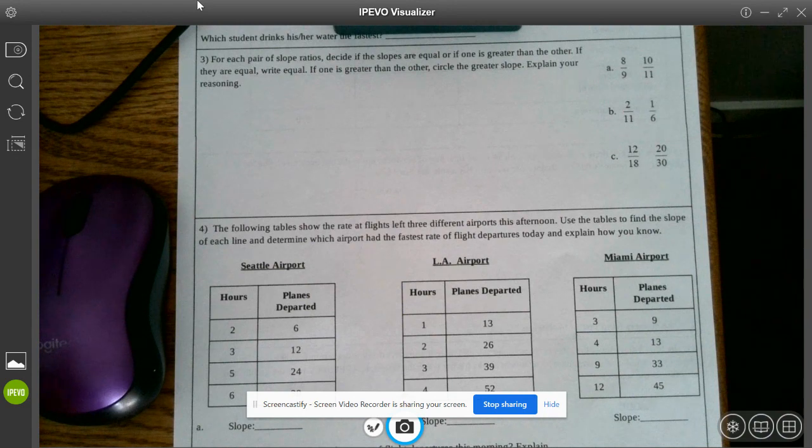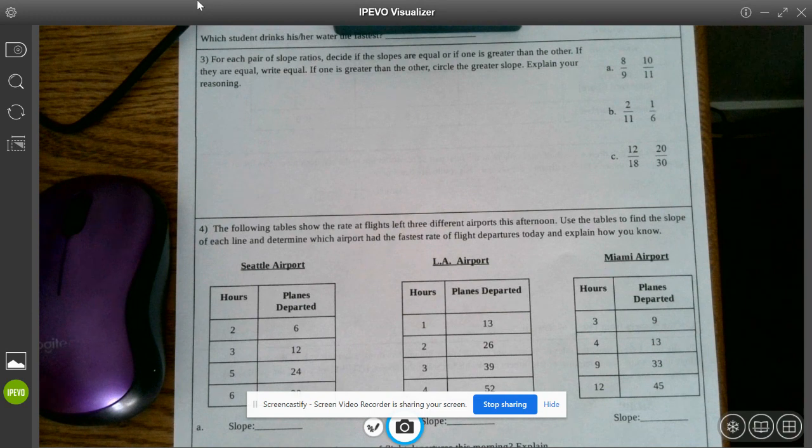test on slope. So question number 3 says, for each pair of slope ratios, decide if the slopes are equal or if one is greater than the other. If they are equal, write equal. If one is greater than the other, circle the greater slope. Explain your reasoning. On the test on Google Forms, we didn't have you explain your reasoning, but I'm going to go through and show you the work on how to tell whether two slopes are equivalent.